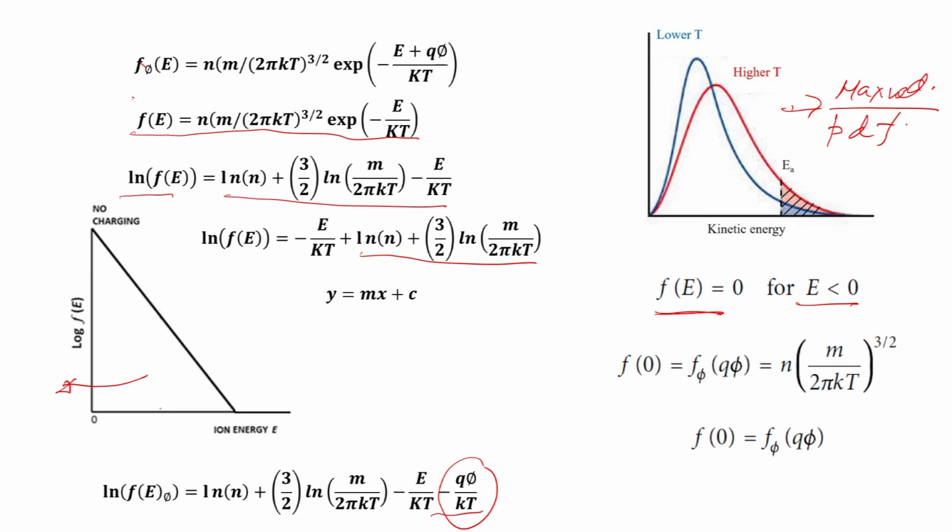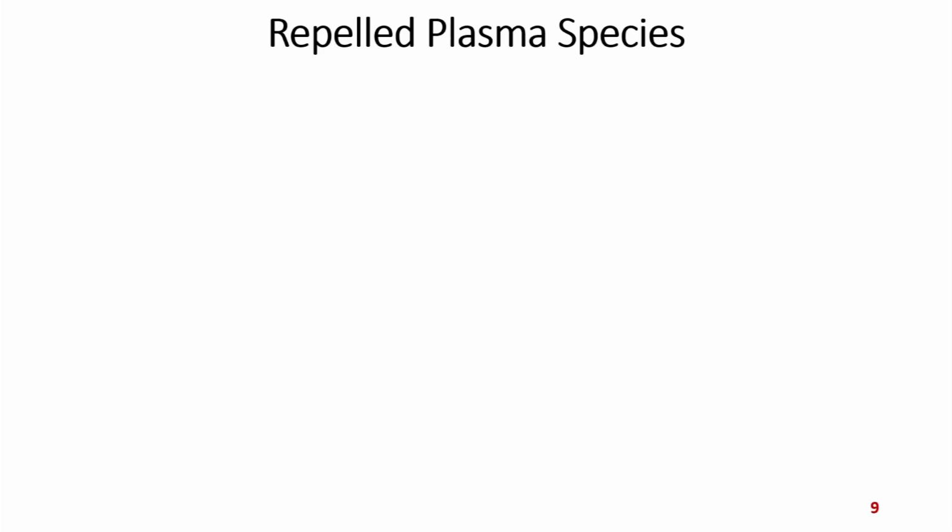We have seen the repelled cases. Now, you see, since the spacecraft is negatively charged, it is repelling the electrons, but it will attract the positive species, meaning the positive ions or the protons. I think we can complete this repelled species case.